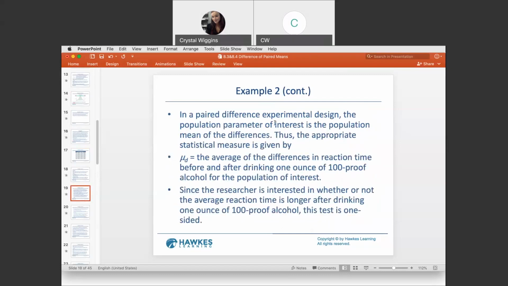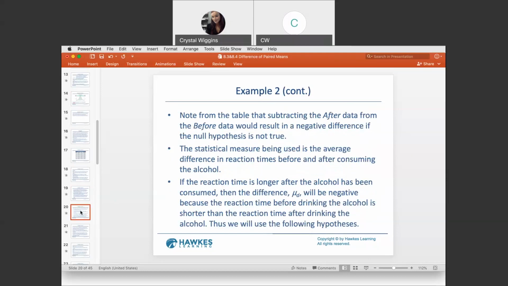In paired difference experimental design, the population parameter of interest is the population mean of differences. And therefore, we're using mu sub d. Now, since the researcher is only interested in whether the reaction time is longer after drinking the alcohol, this is a one-sided test. Note from the table that subtracting the after data from the before data would result in a negative difference if the null hypothesis is not true. The statistical measure used is the average difference in reaction times before and after consuming the alcohol.